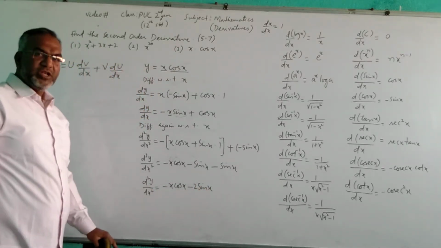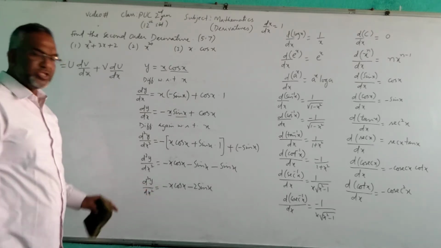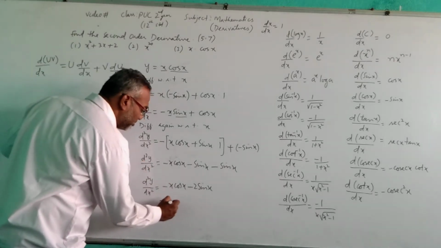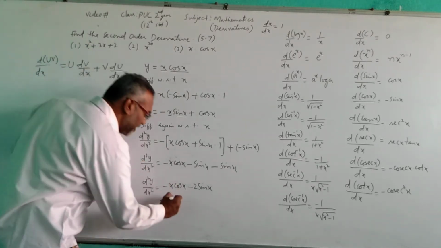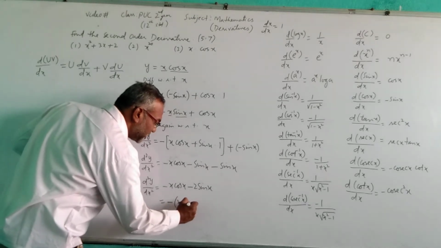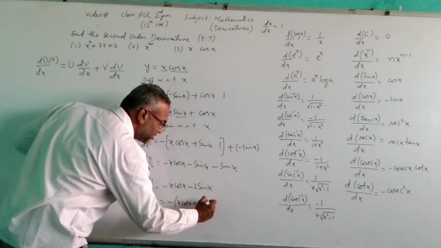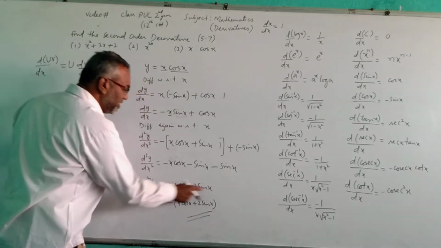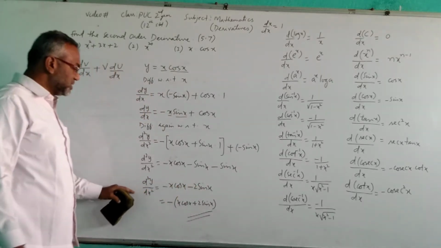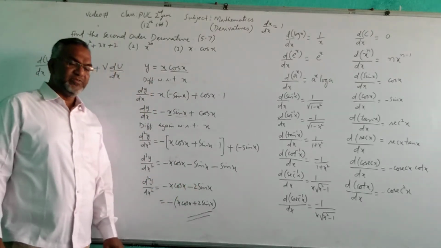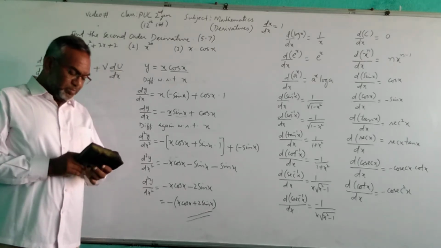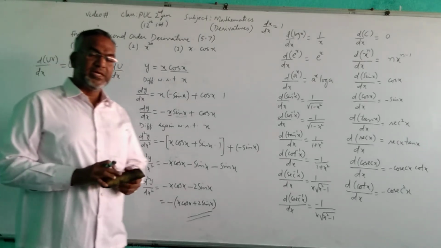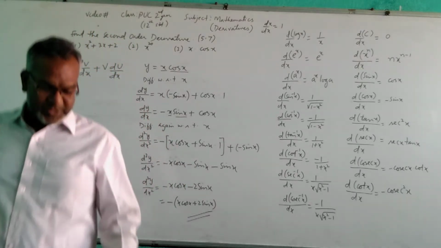Some more simplification. If you want to do more simplification, you can just take minus common. One more step is possible. Just take minus common, it becomes x cos x plus 2 sin x. This we can do, or you can leave here. That is also correct answer. This is the second order derivative. I hope you all understood these questions. Let's solve some other problems.